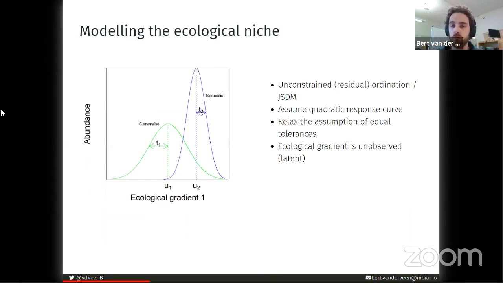So I'll be talking about unconstrained residual ordination, also known as GSDMs, where we're assuming a quadratic response curve to relax this assumption of equal tolerances. And we treat the ecological gradient as unobserved, as latent. Here in the second figure, you see these two different colored species, where the blue species clearly has a smaller tolerance than the green species. So you could think of the blue species as a specialist and the green species as a generalist.